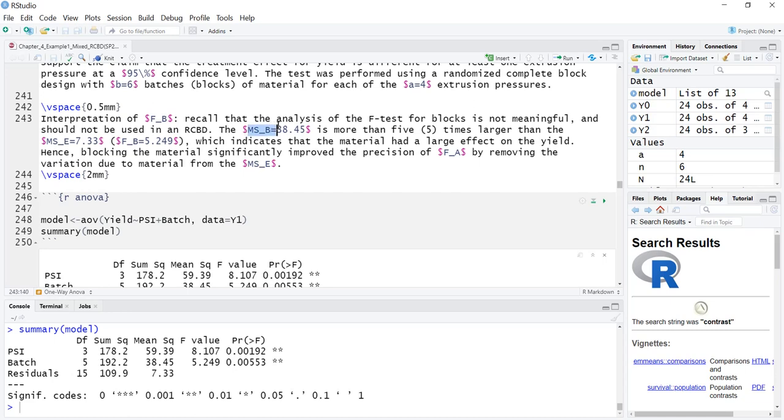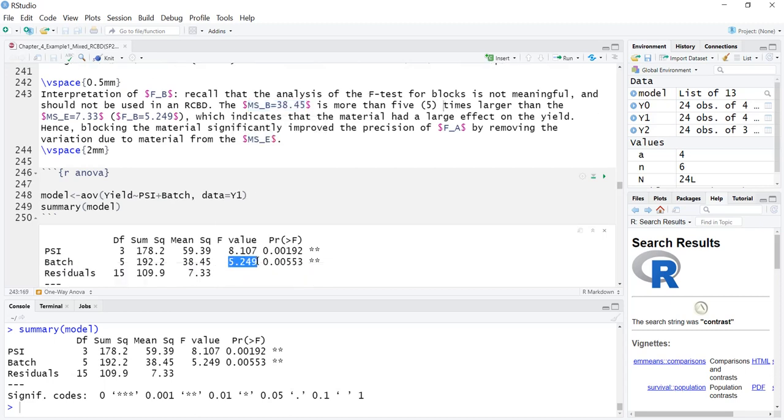But we can see that the MS of beta here is more than 5 times, that's the F value, more than 5 times larger than the MSE. In other words, F of B equals 5.249. And this indicates that the material did have a large effect on the yield. Therefore, blocking the material significantly improved the precision of the test for the treatment effects, PSI, by removing the variation due to material from the MSE.